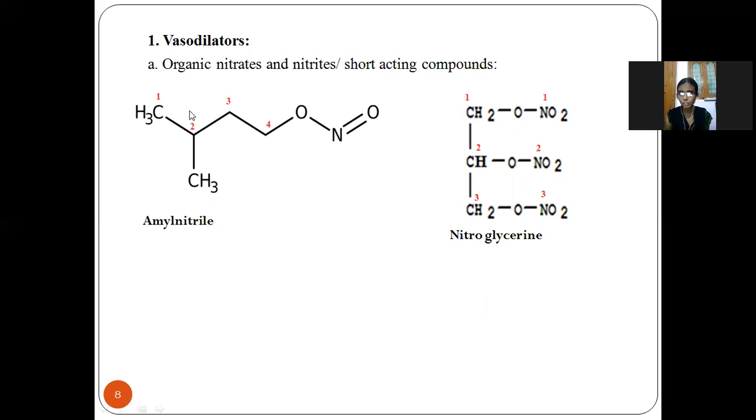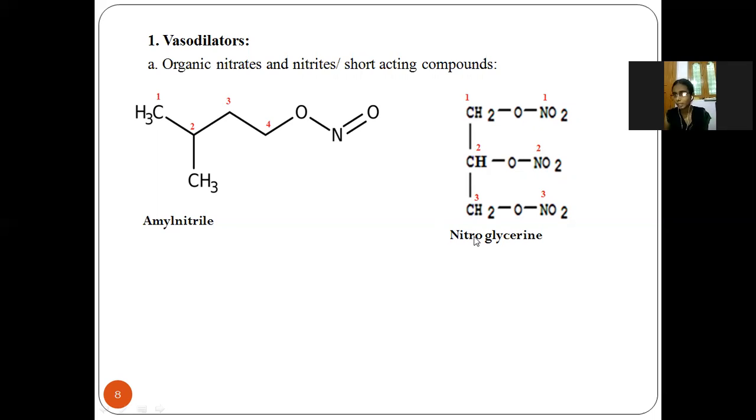If you see the structure of amyl nitrite, here 1, 2, 3 and 4 carbon atoms are there. If there are 4 carbon atoms, it is butyl. In the second position, the methyl group is there, and the nitrite group is attached here. So this is the structure of amyl nitrite. See here, 4 carbon atoms are there, at the second position the methyl group is there, and at the fourth position the nitrite group is attached.